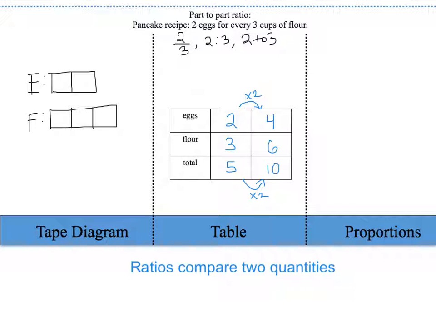A proportion just says 2 fractions are equal. So if I have the fraction eggs over flour, it should equal eggs over flour. Those are 2 equal statements. So one statement I can say is 2 eggs over 3 cups of flour is the same as 4 eggs over 6 cups of flour. So these are 3 different ways to solve part-to-part ratio problems.